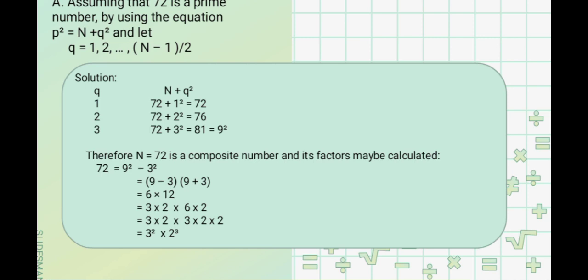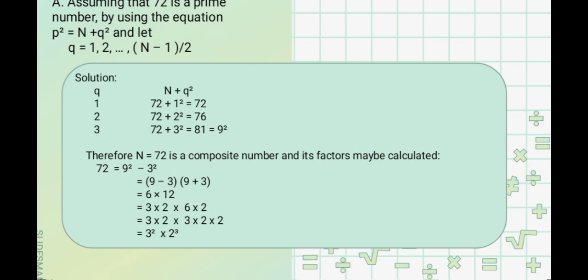So as you can see in the PowerPoint, we have this letter Q and we have this n plus q squared. So where did we get this? We got this from the given equation above, which is by using the equation p squared is equal to n plus q squared. Okay? So, our q is 1, 2, and 3.